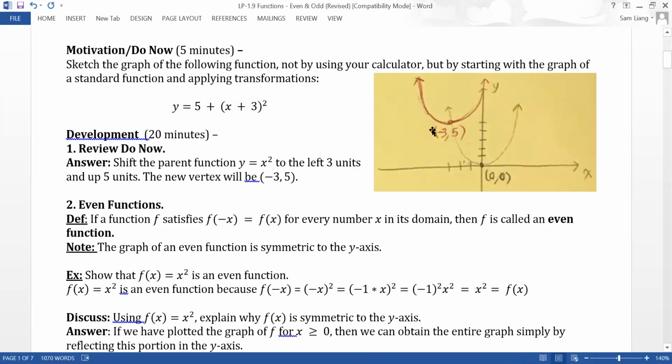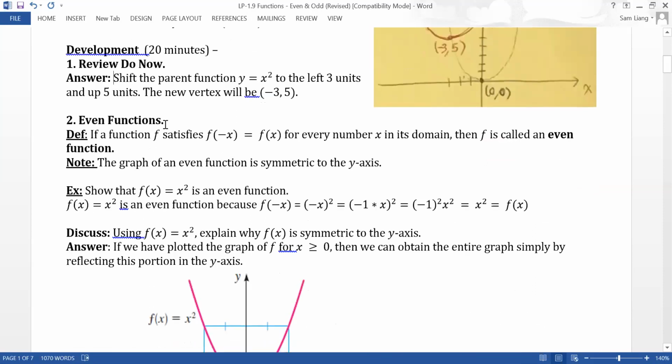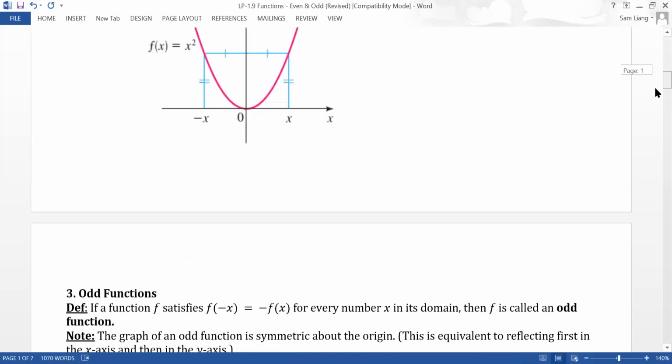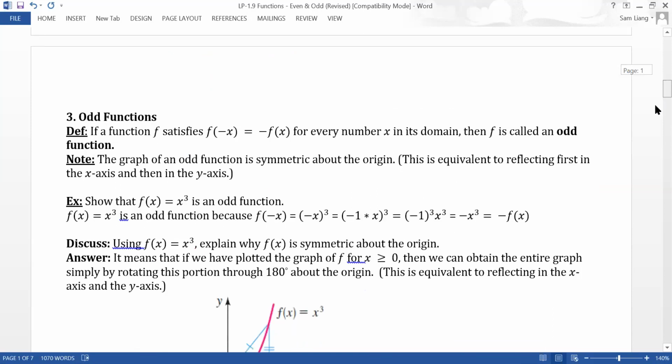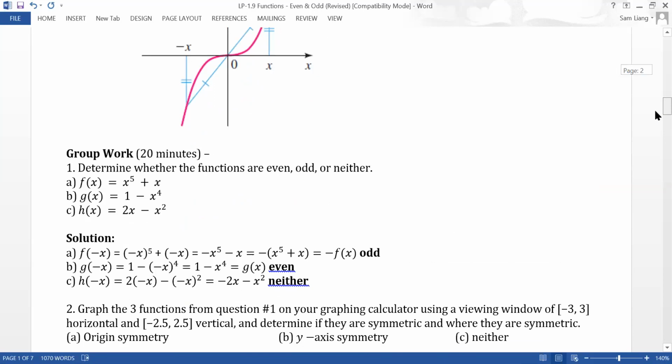All right. For the rest of the video, let me show you what we're going to do. We're going to talk about even functions right here. I'll show you the definition, and then a couple of follow-up questions with regards to even functions. Then we'll move on to odd functions, same thing, follow-up questions, and then we'll close with our worksheet. Let me get to the slides here.